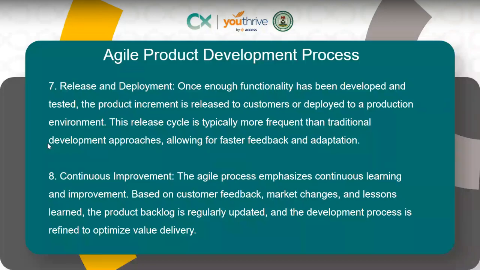All right, next one we have release and deployment. Once enough functionality has been developed and tested and is working, the product increment is released to customers, deployed to the production environment. Which is why most times when you see your app, you're always getting updates. It's because they are deploying a release, and they're probably using Agile.